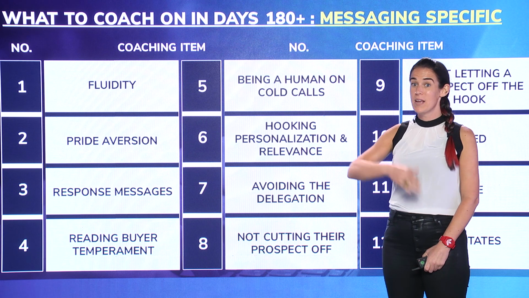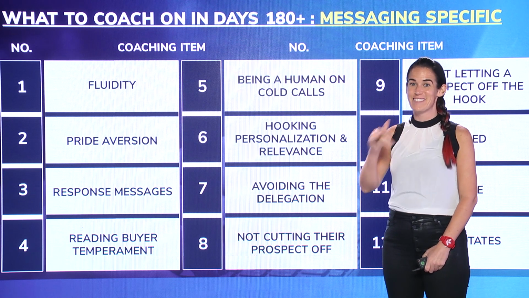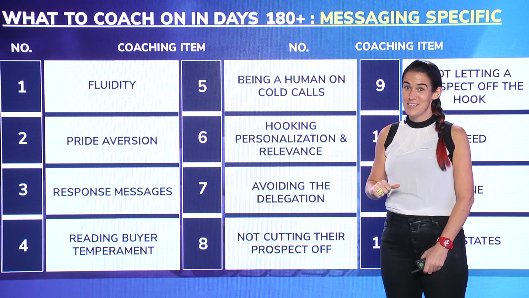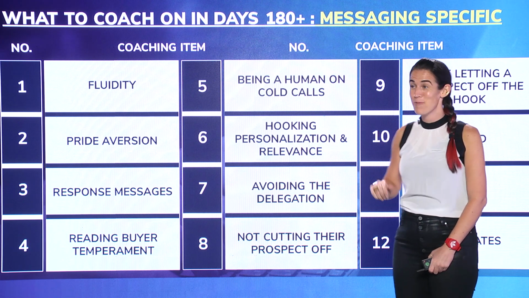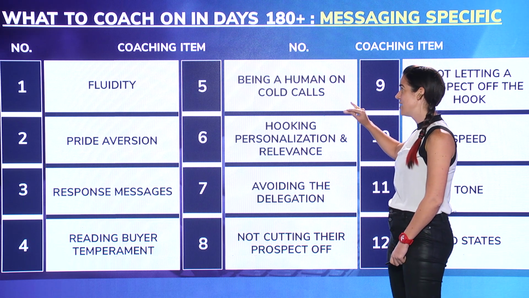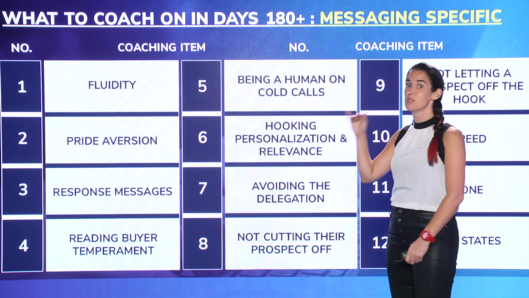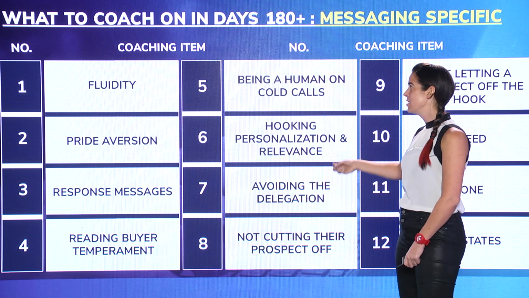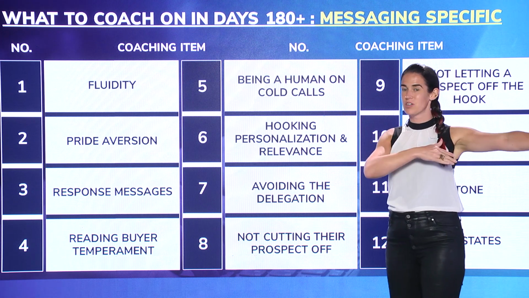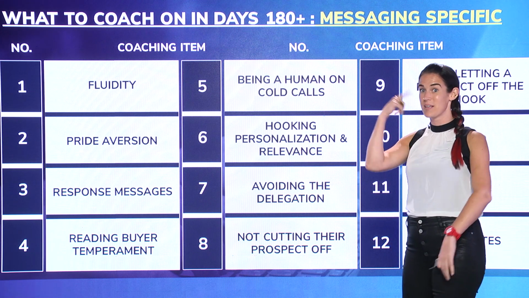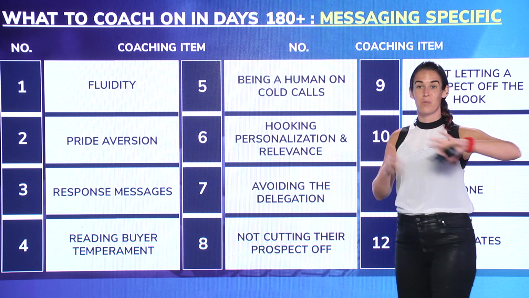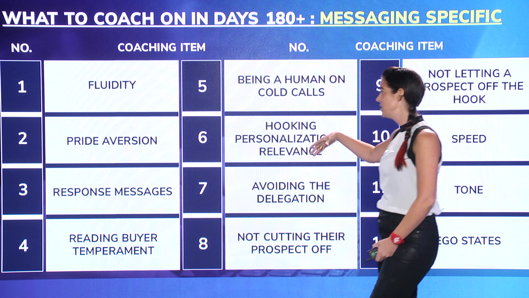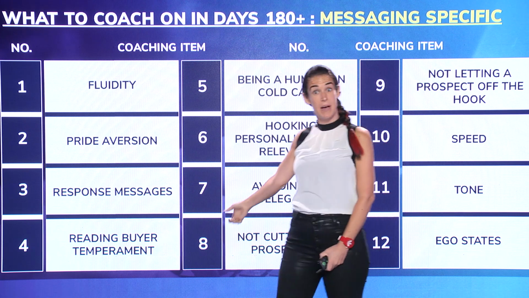So 180 plus, for the rest of your tenure in sales, the great news is you can always get better. The hard news is that you can always get better. So 180 plus, I'm going into things like fluidity, pride aversion. This is where it's full-blown algebra or calculus, et cetera. We've already mastered cold emailing from a conceptual level. We know how to write a follow-up email at this point. So now we're talking about fluidity, pride aversion, response messages, reading buyer temperament.